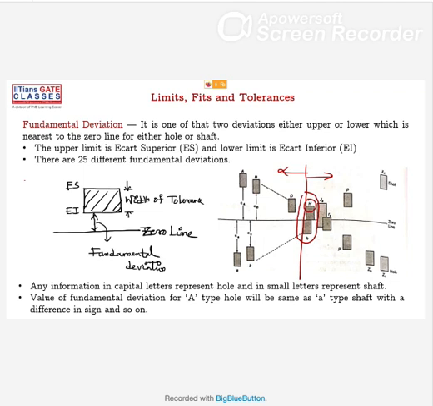What about H? It is exact fit, no? You take the lower limit of shaft and higher limit of hole. So higher limit of shaft and lower limit of hole, it is exact fit. So this is what this H grade they are trying to say. And if it is given in capital, then it is hole. If it is given in small, then it is the shaft.